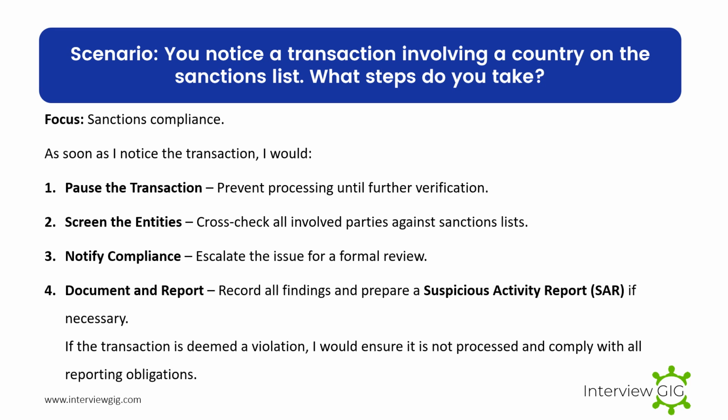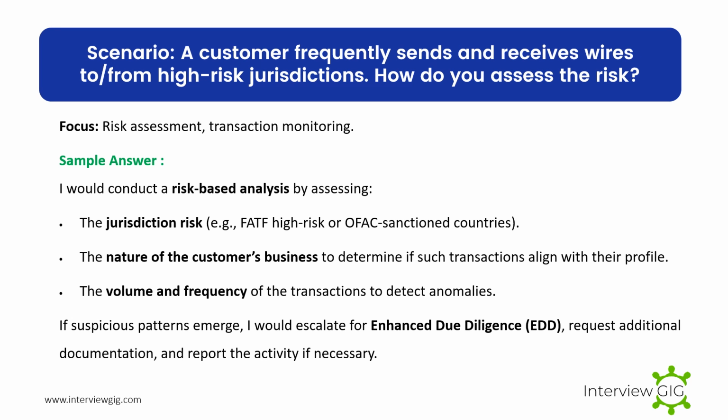As soon as I notice the transaction, I would: 1. Pause the transaction, prevent processing until further verification. 2. Screen the entities, cross-check all involved parties against sanctions lists. 3. Notify compliance, escalate the issue for a formal review. 4. Document and record all findings and prepare a suspicious activity report if necessary. If the transaction is deemed a violation, I would ensure it is not processed and comply with all reporting obligations.